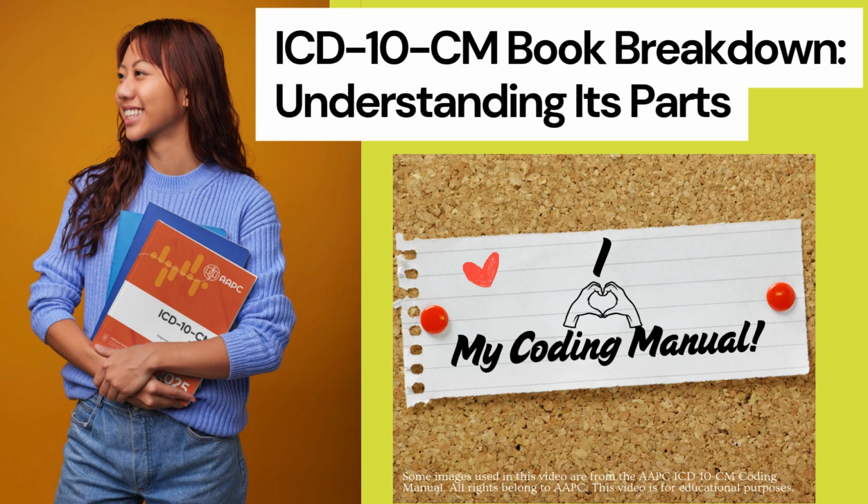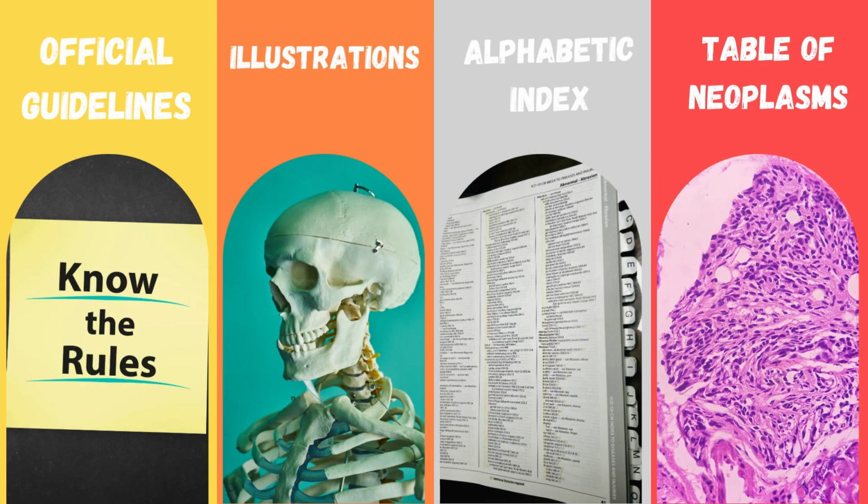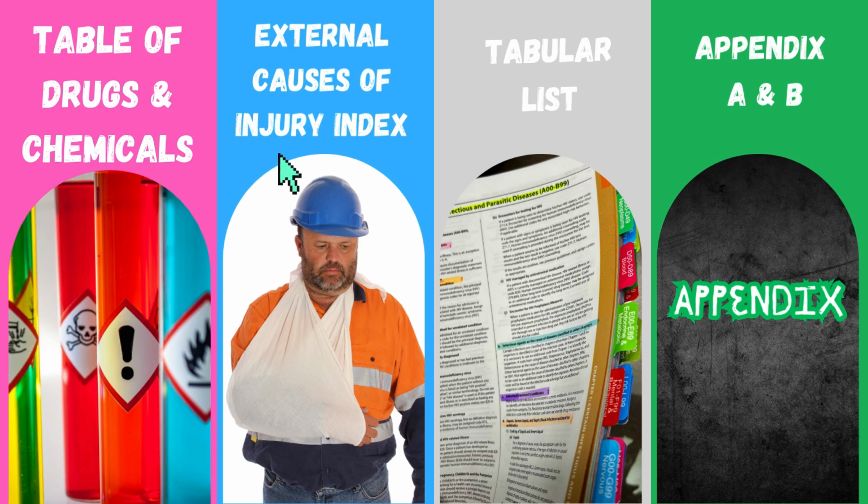All right, so the ICD-10-CM book is broken into parts, and the parts would be official guidelines, illustrations, alphabetic index, and table of neoplasms. And then we also have table of drugs and chemicals, external causes of injury index, the tabular list, and the appendix A and B, depending on what version of the book you have. Some of them may say appendix 1 and 2.